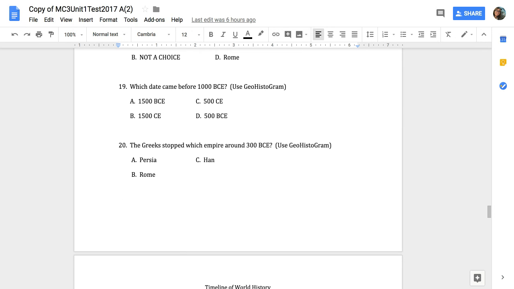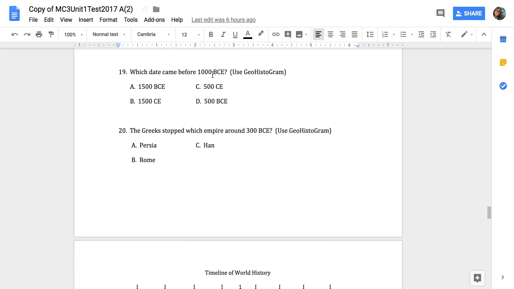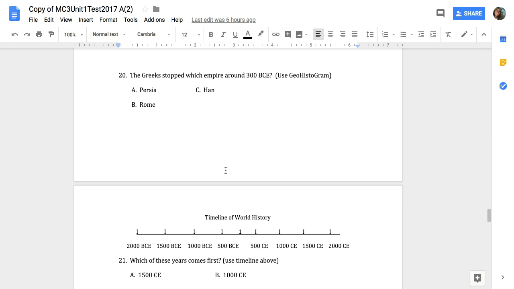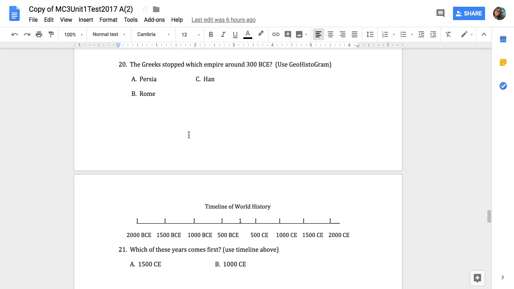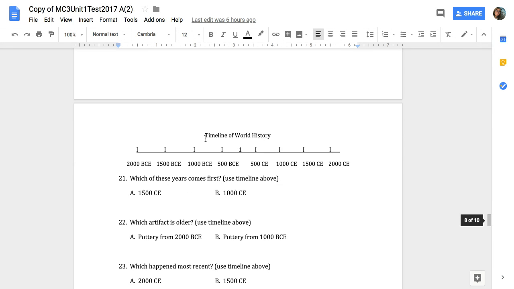Number 19, which date came before 1000 BCE? Use the geohistogram. A, 1500 BCE. Choice B, 1500 CE. C, 500 CE. D, 500 BCE. The Greeks stopped which empire around 300 BCE? A, Persia. B, Rome. C, Han.